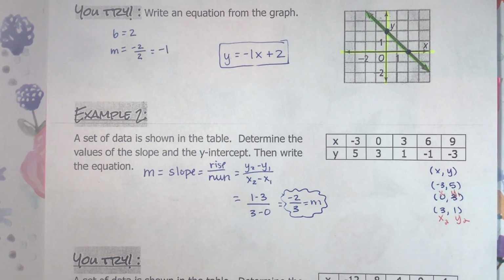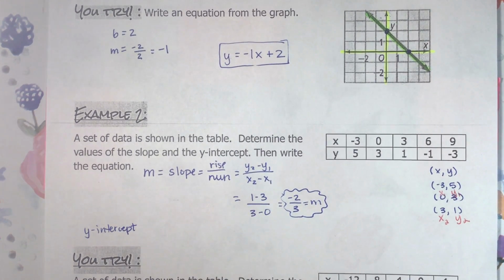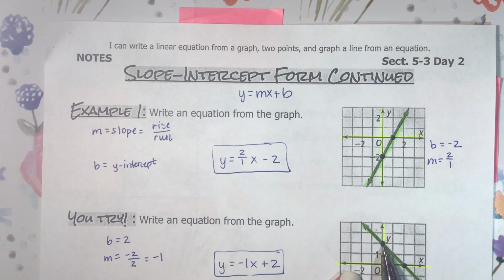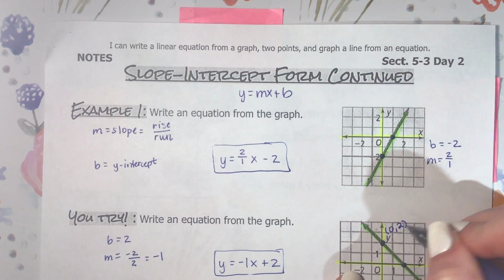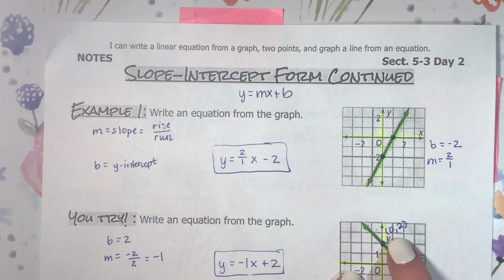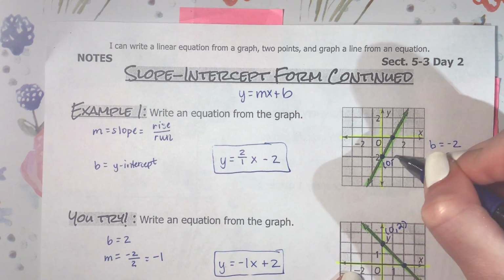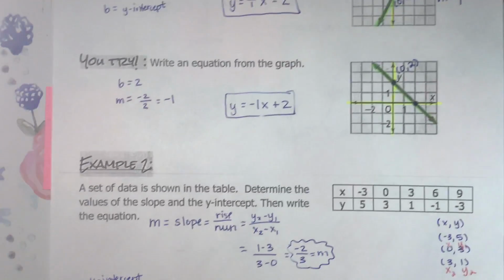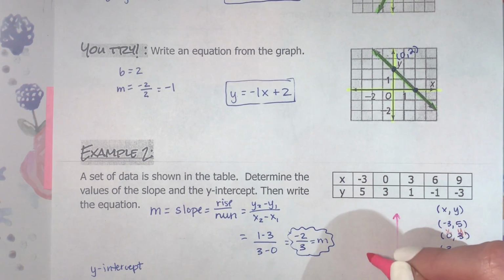Next, I need my y-intercept. Now, I want you to think about this up here on this graph real fast. The coordinate for this y-intercept is actually (0, 2). Notice how the x is a 0 value. The coordinate for this one is (0, -2). If I had an intersection anywhere on the y-axis, let me draw one down here for you.